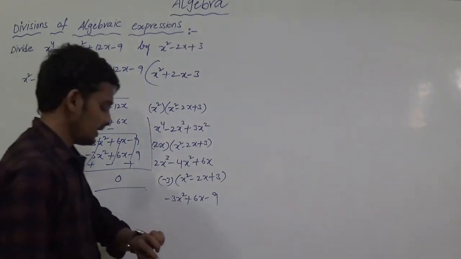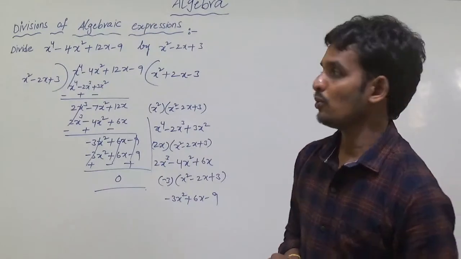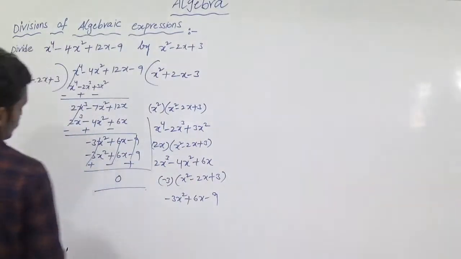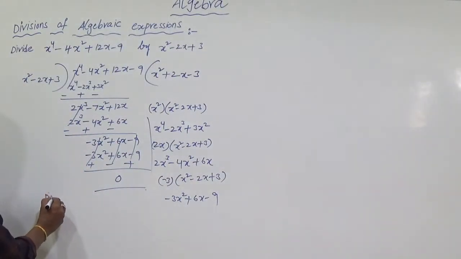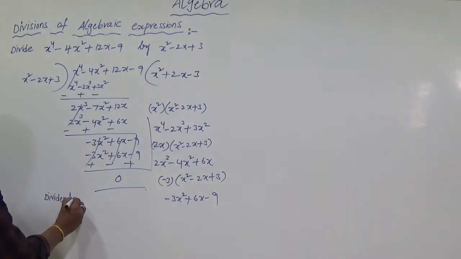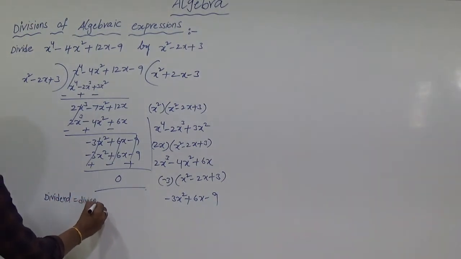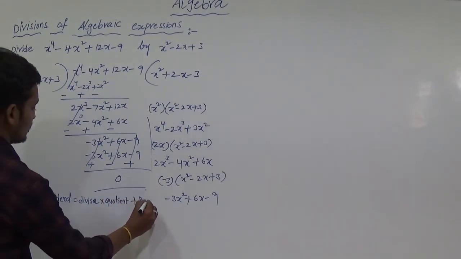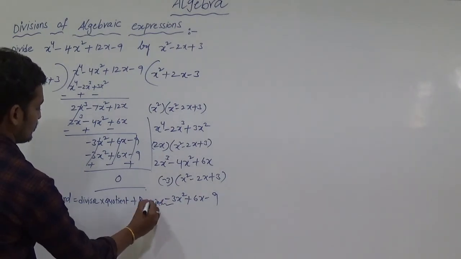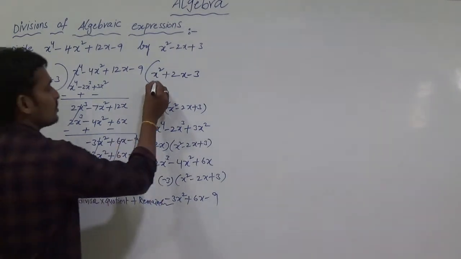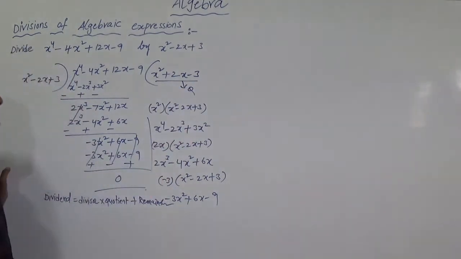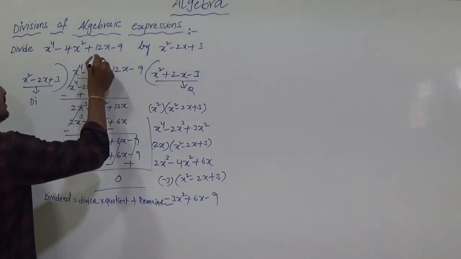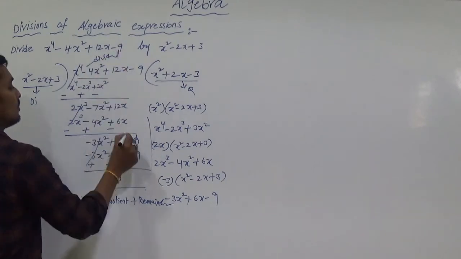So in any division, whether monomial, binomial by monomial or whatever, we have a rule which we learnt very well in the lower classes: dividend is equal to divisor into quotient plus remainder. So here, what is the quotient? This is the quotient. What is the divisor? This is the divisor. What is this? This is the dividend. And what is this? Remainder.